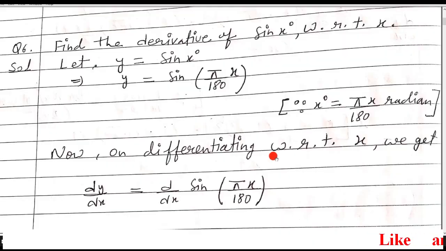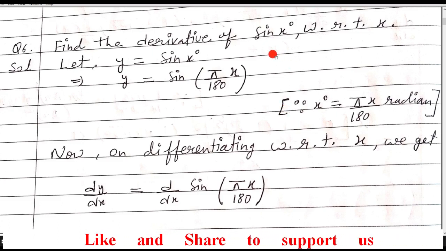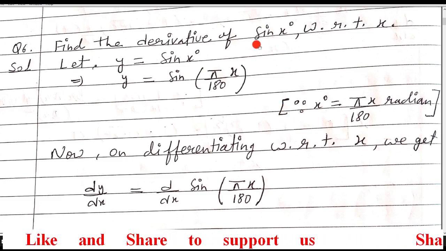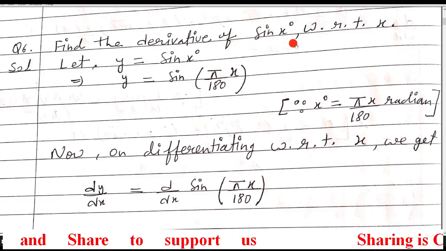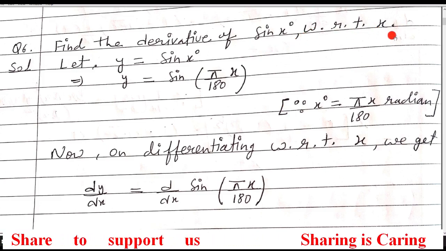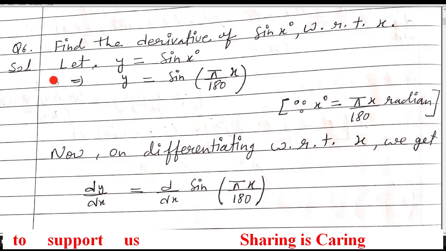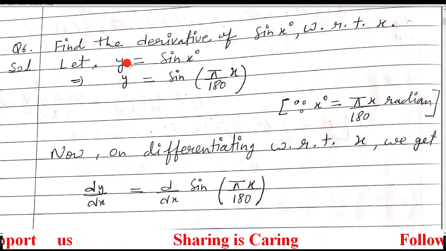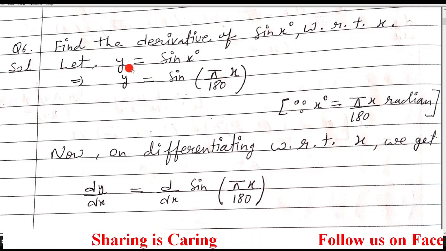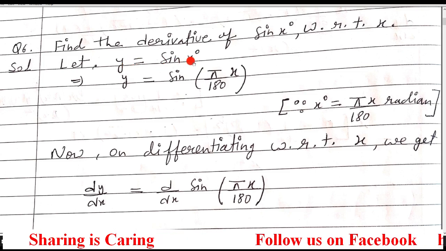Hello everyone. Today I am going to explain question number 6 and question number 7 of exercise 7.1 of class 12. As you can see, the question is: find the derivative of sin x degree with respect to x. So we'll start the solution. First we'll assume whatever the question is as y. So y is equal to sin x degree.